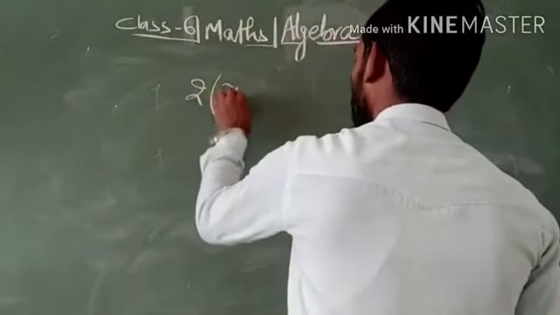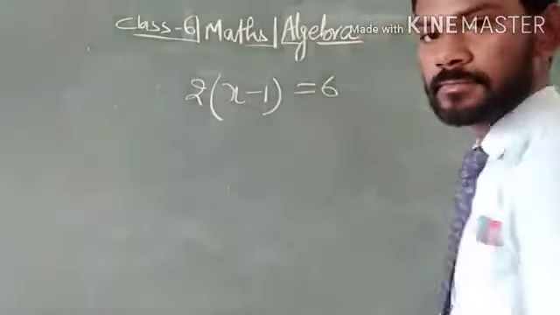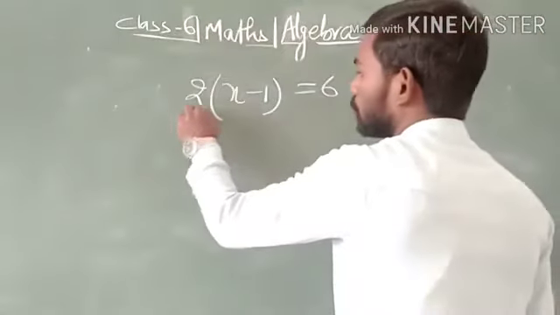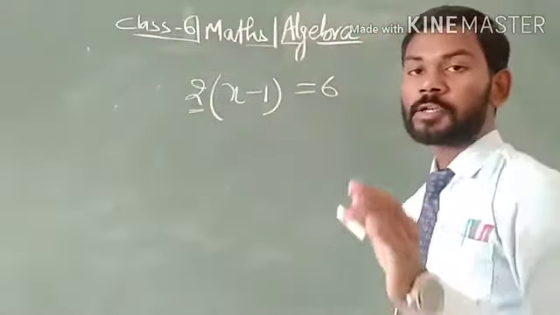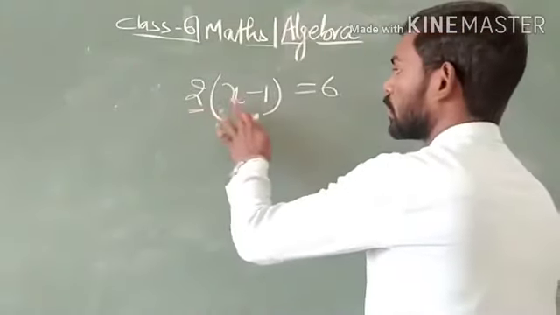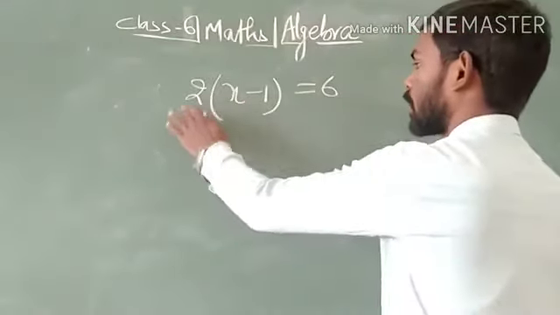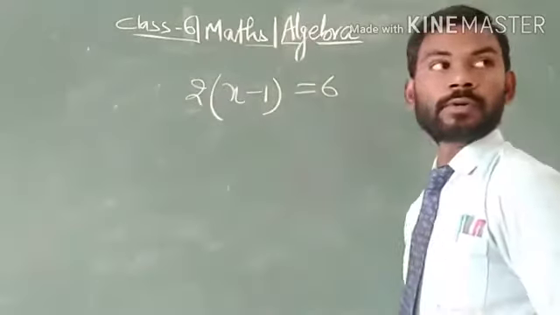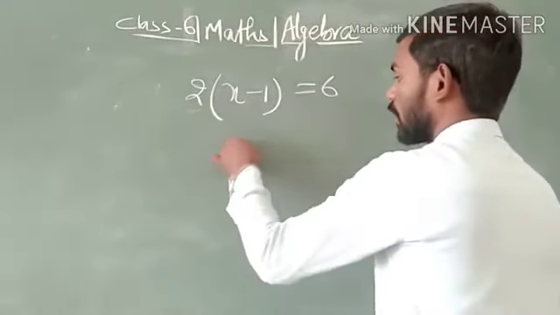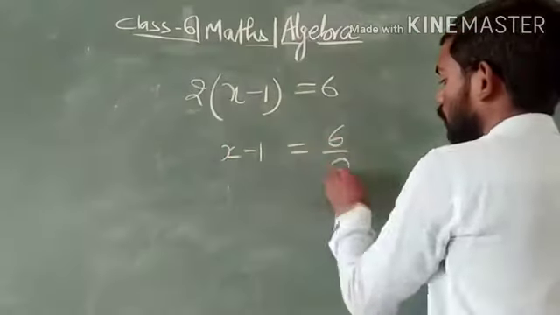The next question is 2 multiplied by x minus 1 is equal to 6. Okay, here 2 is distinct from x. So first of all, we transfer 2. Since 2 is multiplied with x minus 1, when 2 is transposed to the right hand side it becomes divided, and here we get x minus 1 is equal to 6 upon 2.